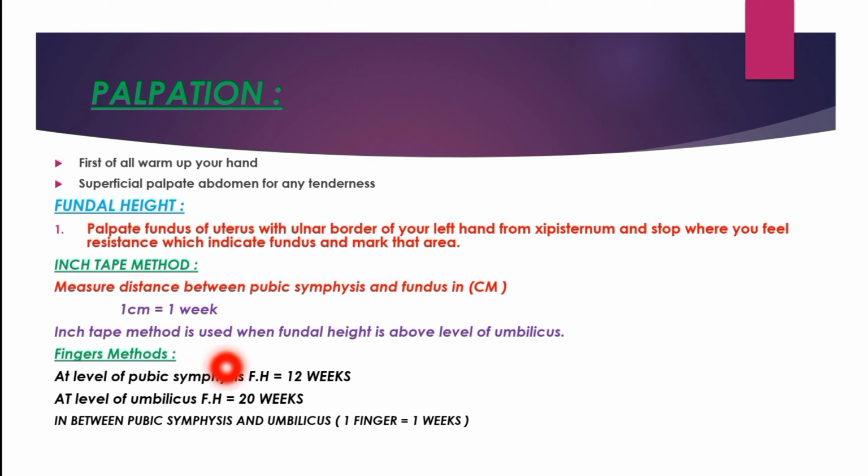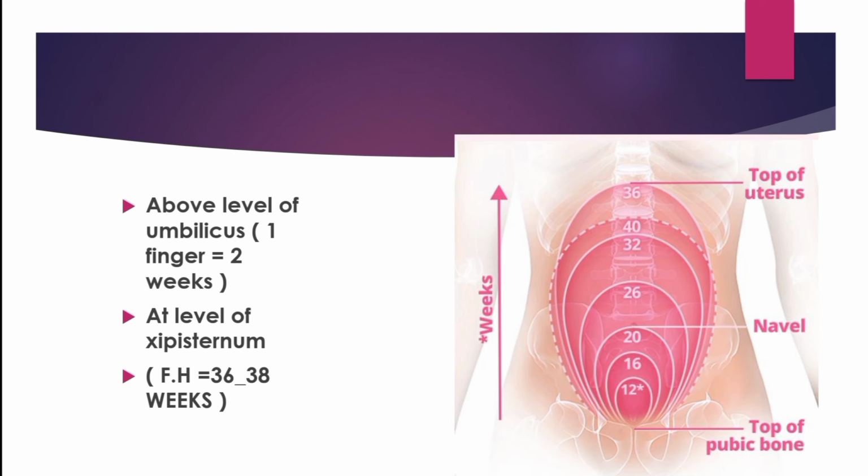The second method is the finger method. At the level of pubic symphysis, the fundal height is equal to 12 weeks, whereas at the level of umbilicus, the fundal height is equal to 20 weeks. And in between the pubic symphysis and umbilicus, one finger is equal to 1 week. And above the level of umbilicus, one finger is equal to 2 weeks. And at the level of xiphisternum, the fundal height corresponds to 36 to 38 weeks of gestation.